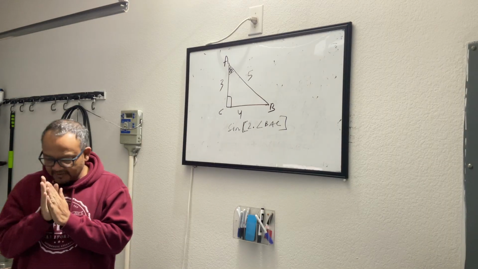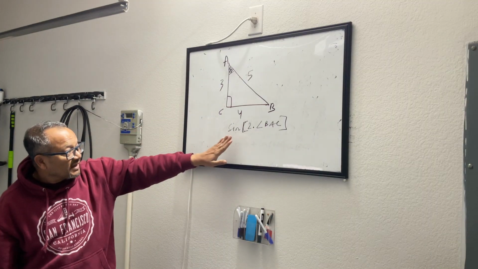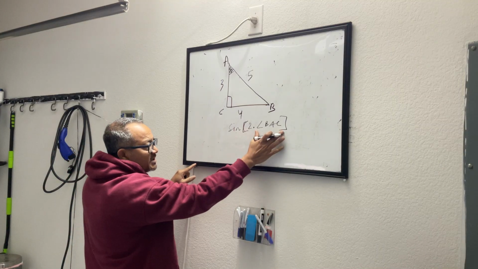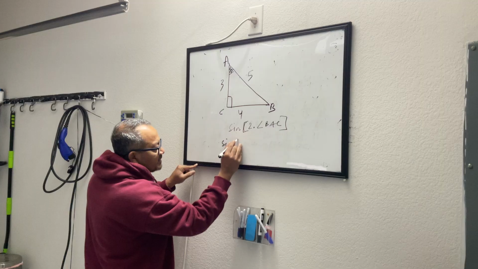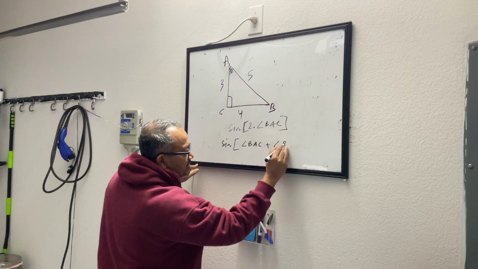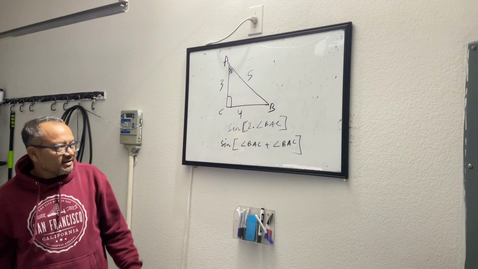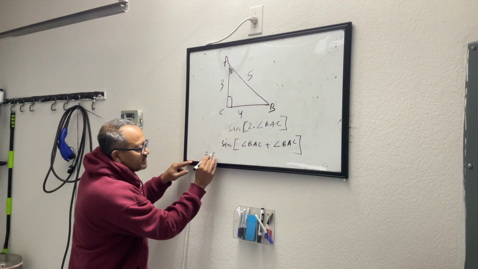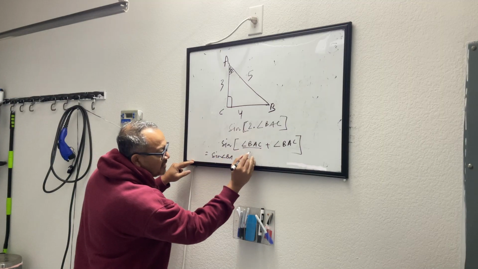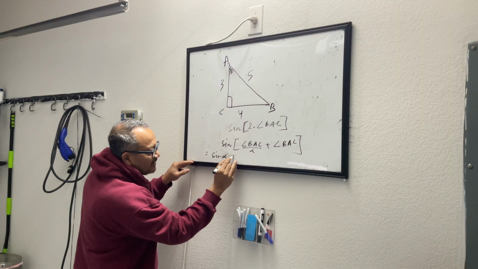So here's the deal, okay? Let me make it simple to you. Whenever you're dealing with a larger angle, when you have sine of 2 BAC, you can always say this as sine of angle BAC plus angle BAC. Is that okay? Let me give the angle BAC a name, alpha, so that I don't have to write so much. It became sine of alpha plus alpha.